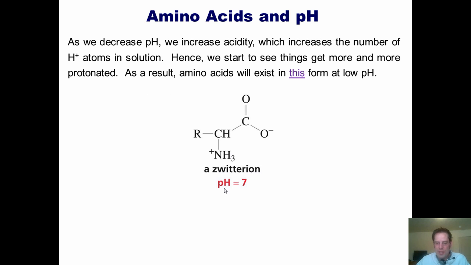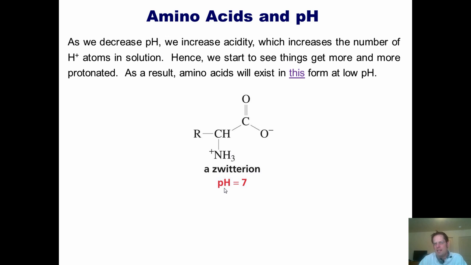Now, as we decrease pH in a solution, we increase that solution's acidity, which means that we're increasing the number of H+ or proton atoms in the solution. Hence, as pH goes down, the number of H+ atoms in the solution goes up, and we start to see things get more and more protonated.